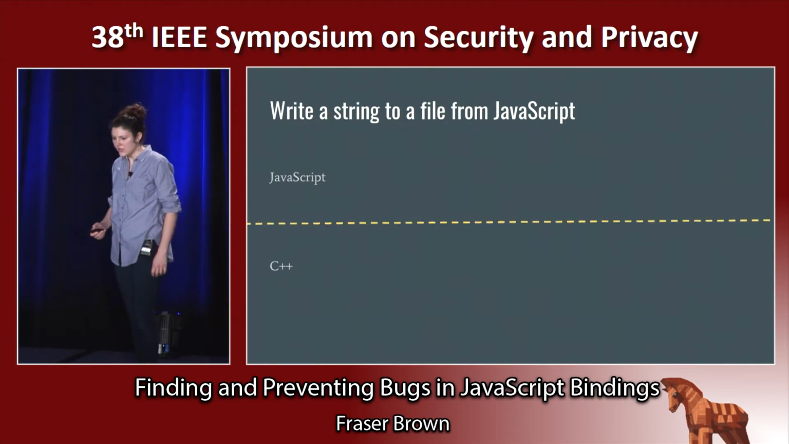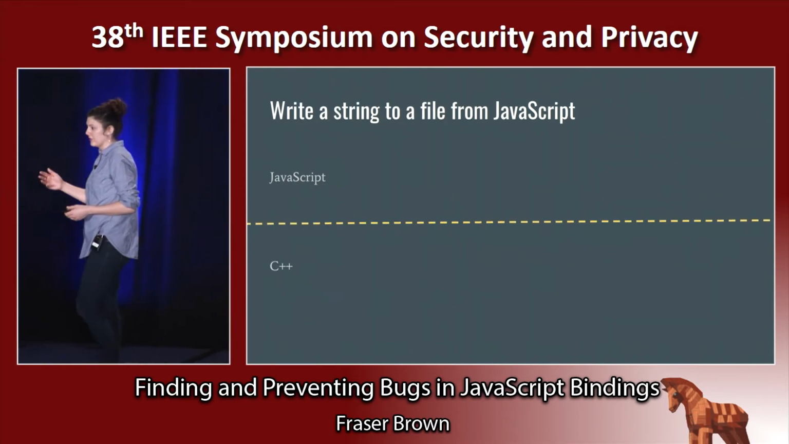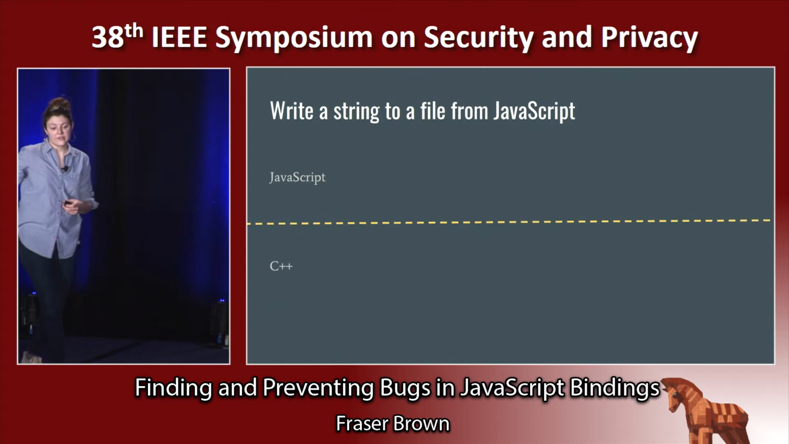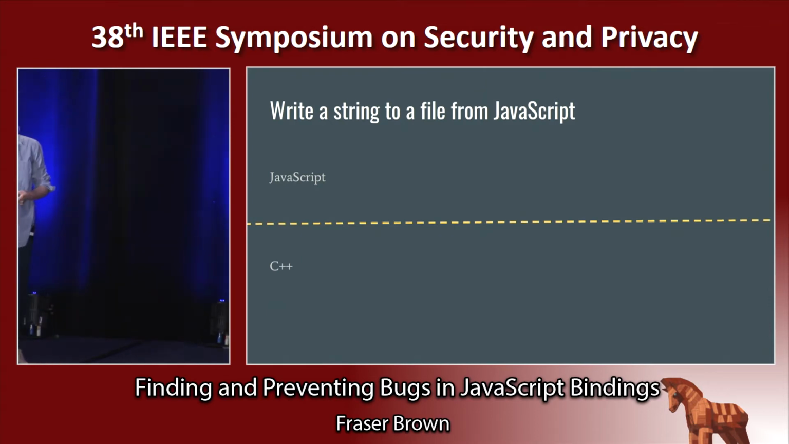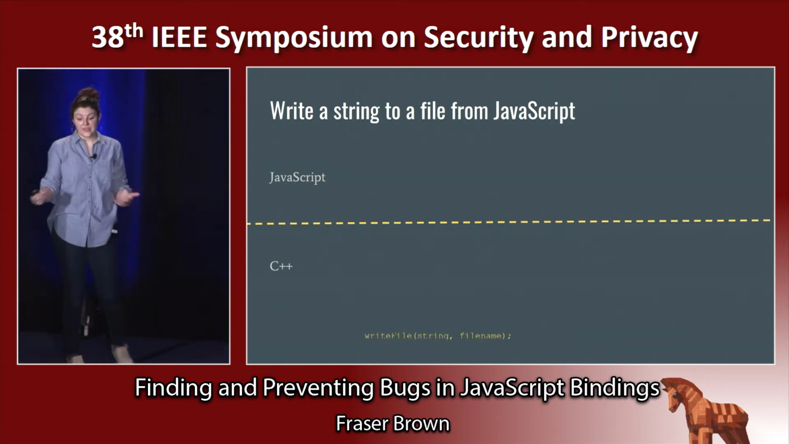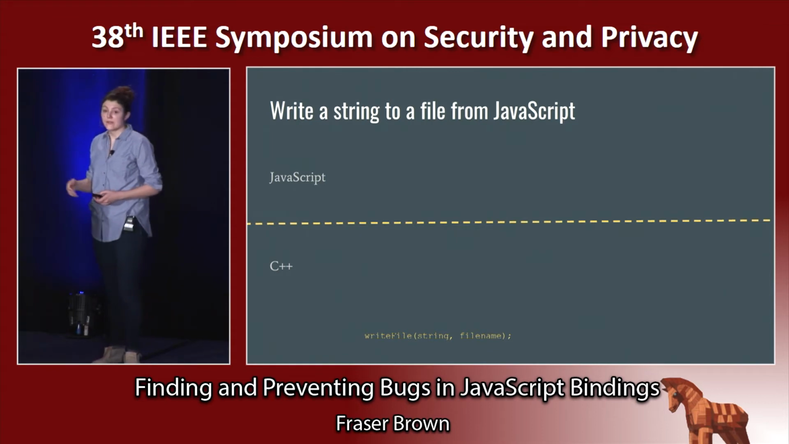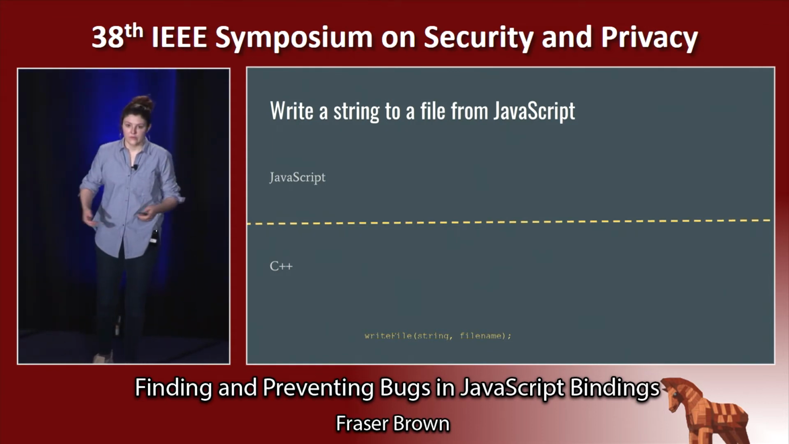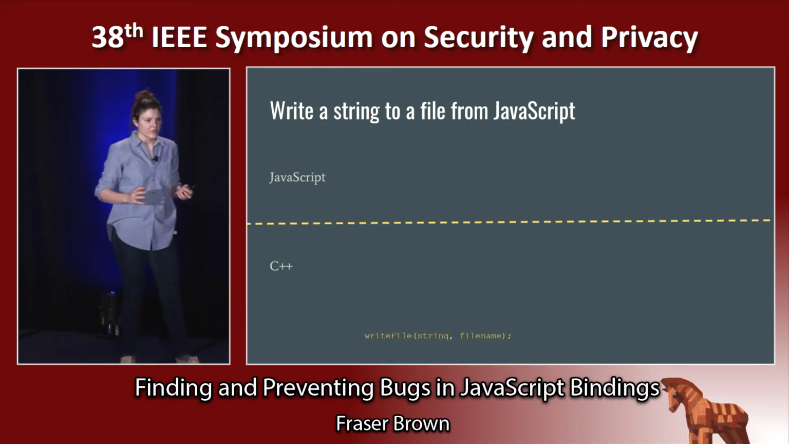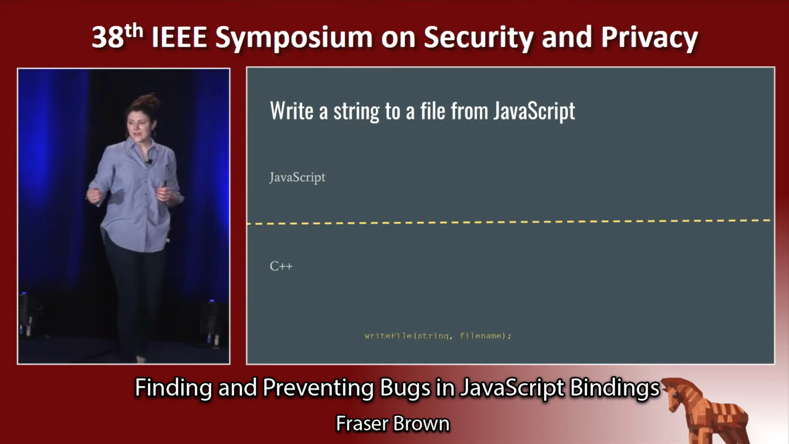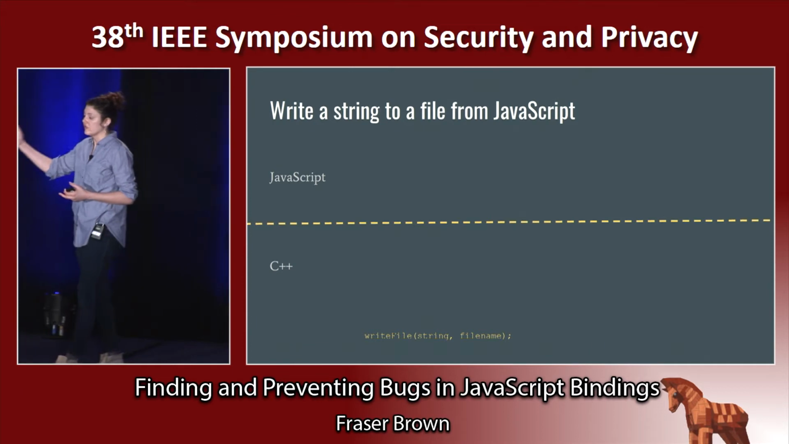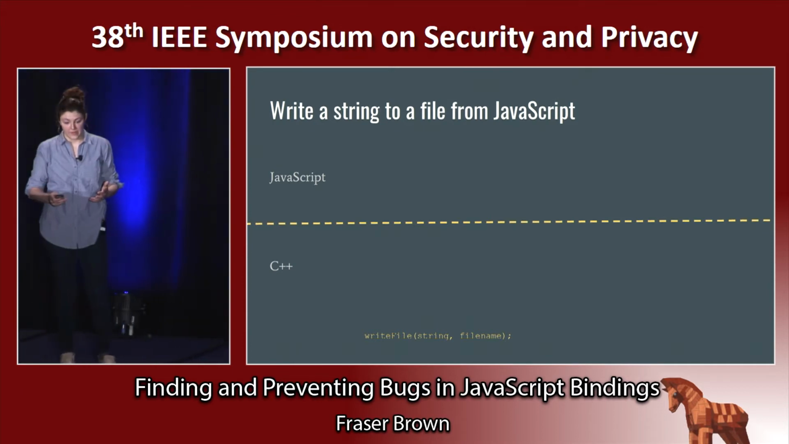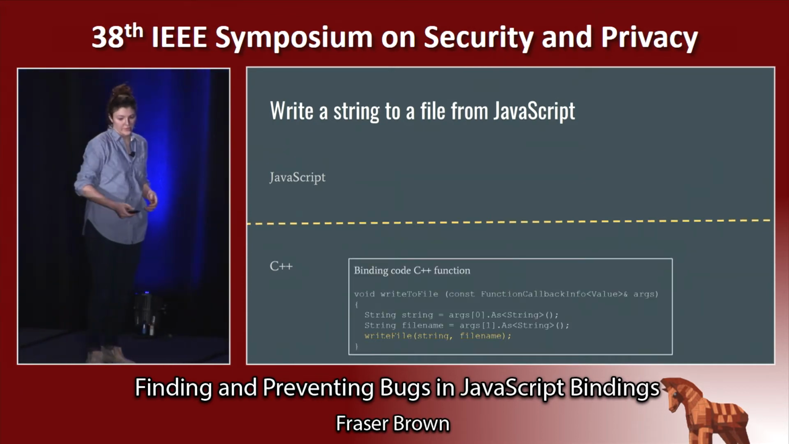So let's say we want to write a string to a file, but we want to do that from JavaScript. And again, we're stuck in interpreter land, can't do it. But luckily, we can from C++. We have this write file function, and it writes a string to a file, just as you'd expect. And conceptually, what we want to do is turn that into a function that accepts JavaScript arguments instead. So we're going to write some binding code.